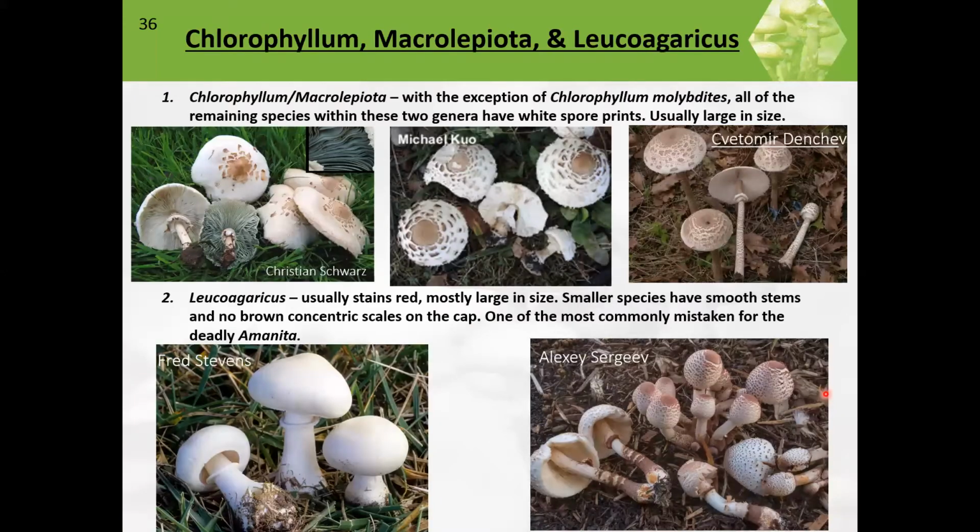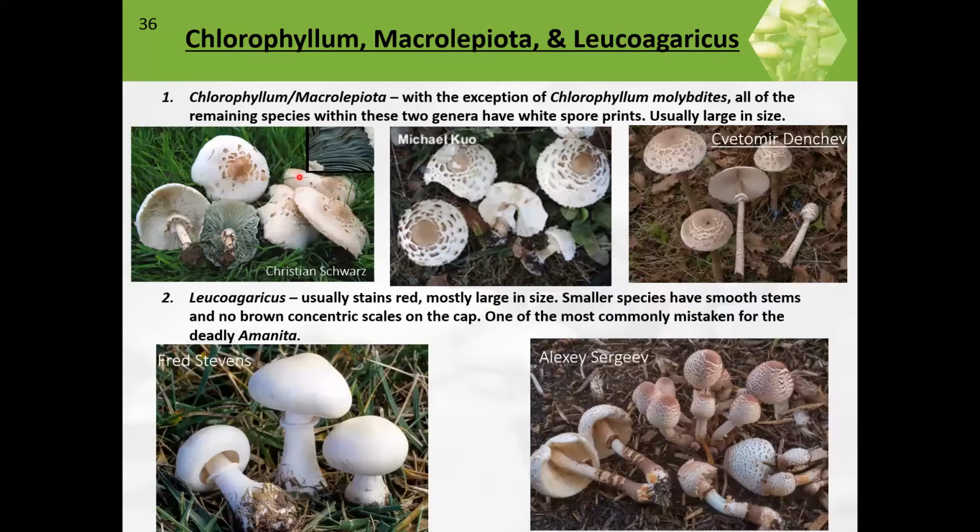And then these are also Chlorophyllum, Macrolepiota, and Leucoagaricus. So all these are very similar to Amanitas in their stature. They can be the same size, but all these are saprobic as compared to Amanita. They grow right next to trees. And with the exception of Chlorophyllum molybdites, which is this one right here, all these have white spores.